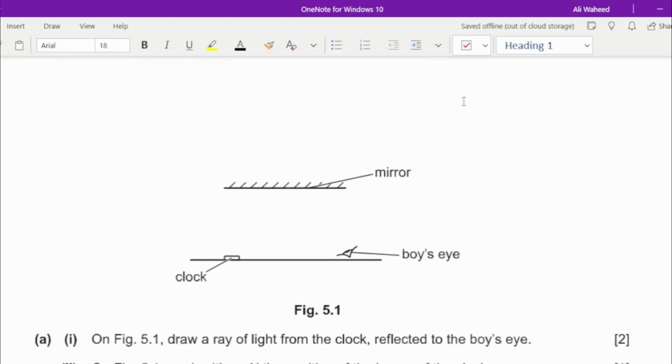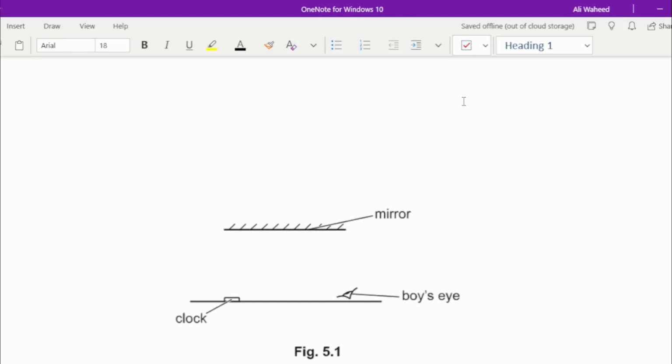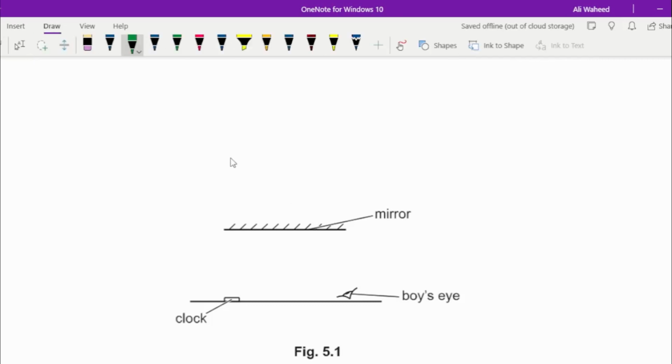So this is basically the image formation of a plane mirror. There are a certain number of steps that you need to follow to draw the ray diagram, or the image formation by a plane mirror. You draw the object's image on the other side of the mirror at the same distance with respect to the object. So the image is drawn equidistant from the mirror with respect to the object.